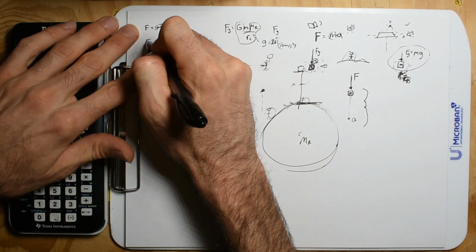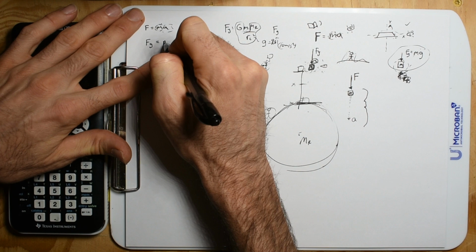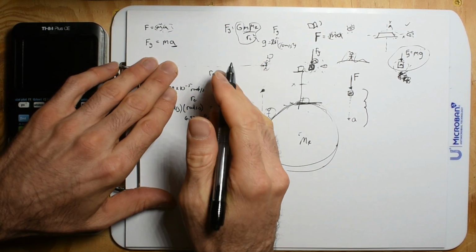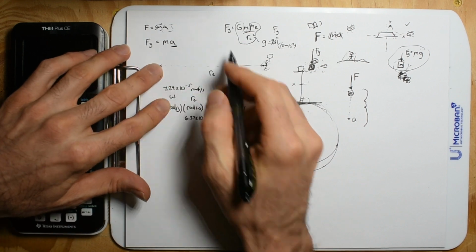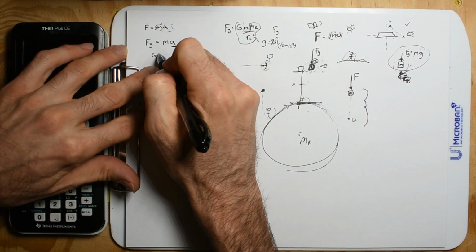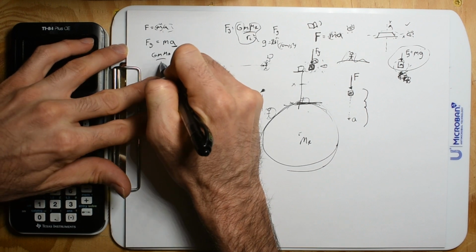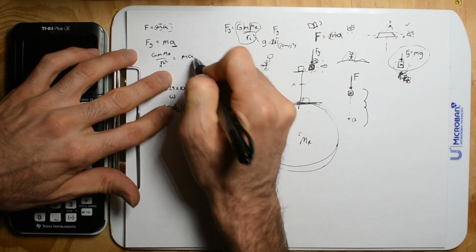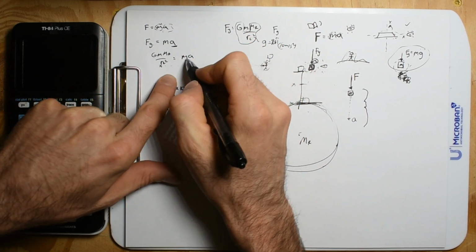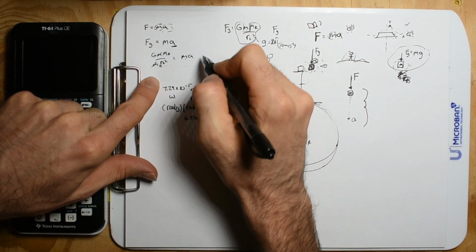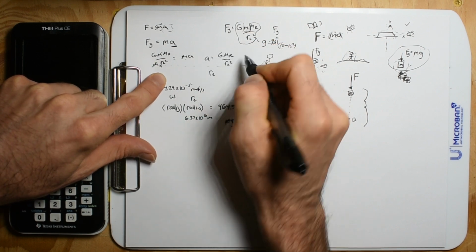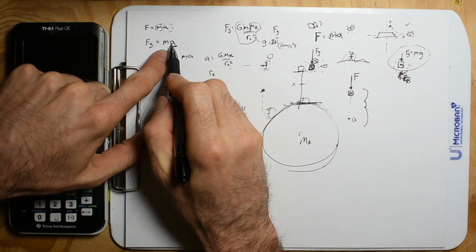So we say the force of gravity is equal to mass times the acceleration. Leave this a alone and solve for that a. You could do this in a couple ways. You could throw this equation in: G, M of the Earth, over radius of the Earth squared is equal to mass times acceleration. Then solve for acceleration. Divide by the mass and the masses cancel, and we get acceleration as G M of the Earth over radius of the Earth squared.